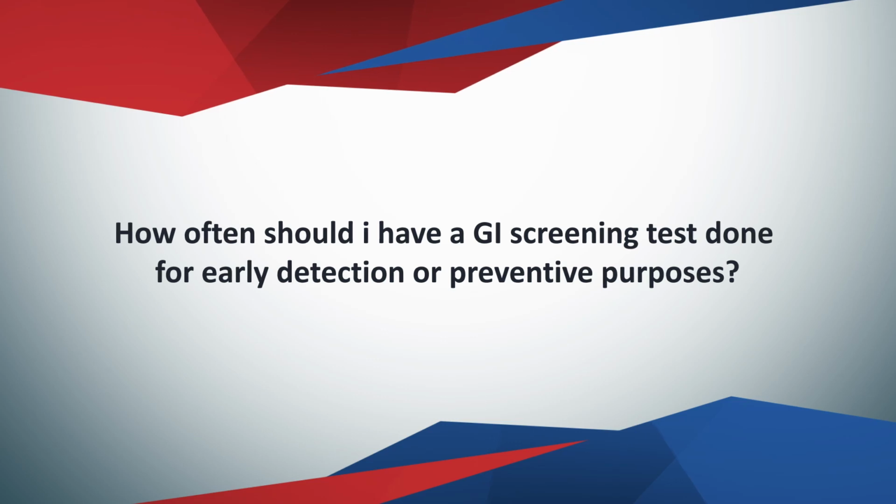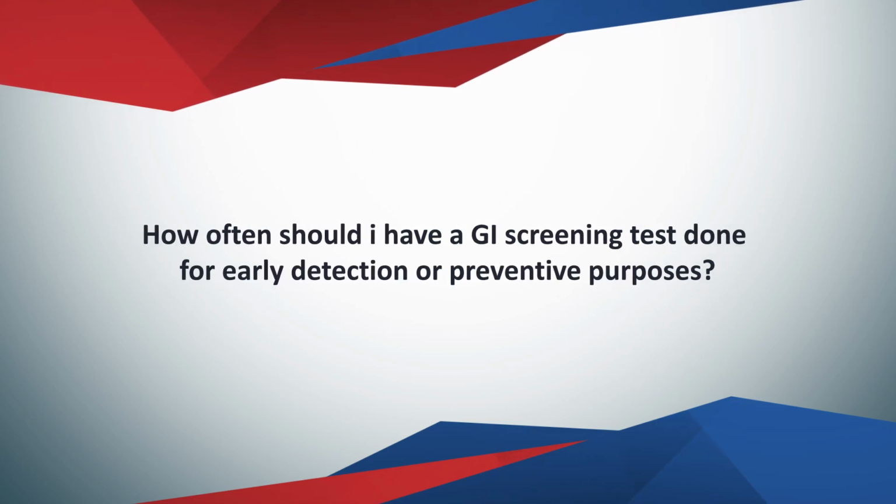How often should I have a GI screening test done for early detection or preventive purposes? All these tests will be required to be done based on what kind of disease we are looking for, what we want to identify, what we want to prevent. If they are for health checkup or for lifestyle disorders, then they will need to be done every 1 or 2 years. If they are used to detect cancers, then every 2 years or sometimes even every 5 years we may need to do the test. You'll have to consult your doctor to identify the best time for you to get this test routinely, and it can help us.